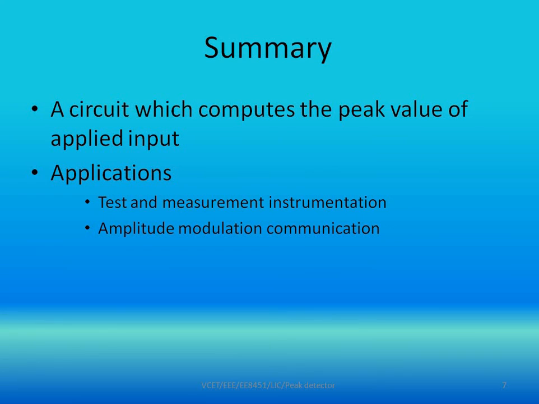To conclude this discussion, a peak detector is a circuit which computes the peak value of the applied input. The maximum peak value will be stored inside the capacitor until the capacitor gets discharged. The role of this peak detector circuit is just to compute the peak value of the input signal. The circuit just follows the voltage peak of the applied input signal and stores the highest value in the capacitor. It can be applied in the following applications, namely test and measurement instrumentation, and it is also used in amplitude modulation for communication system circuits.